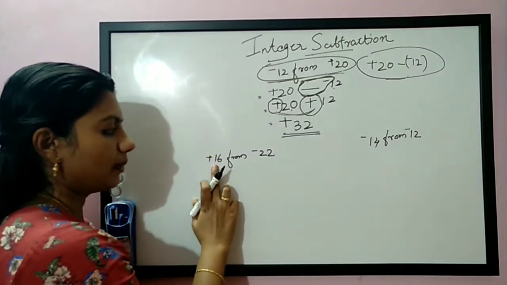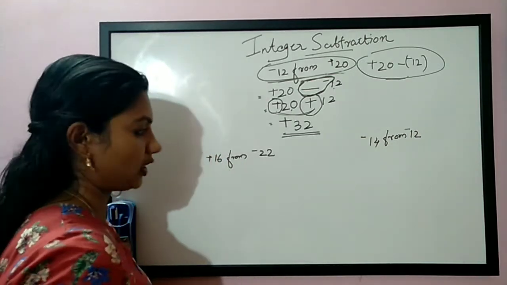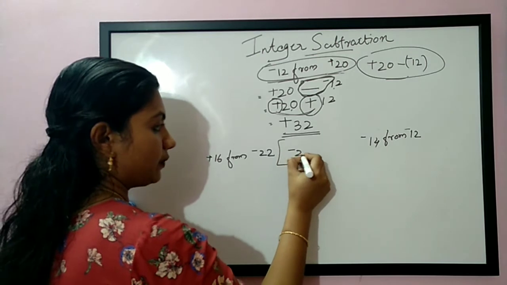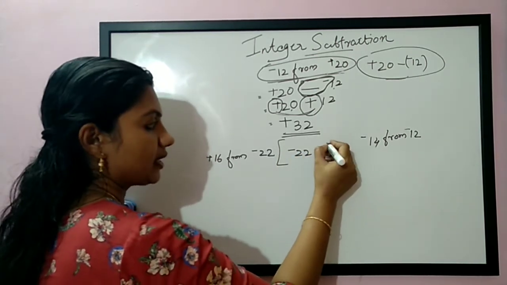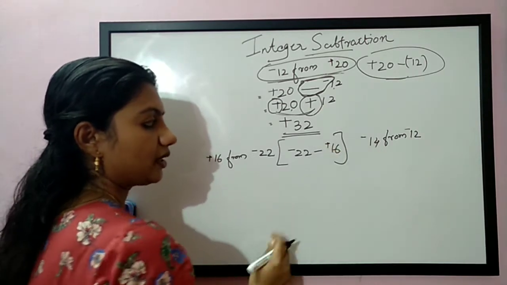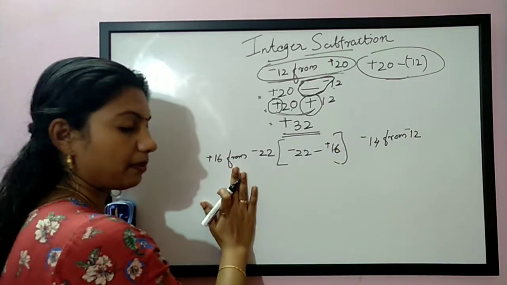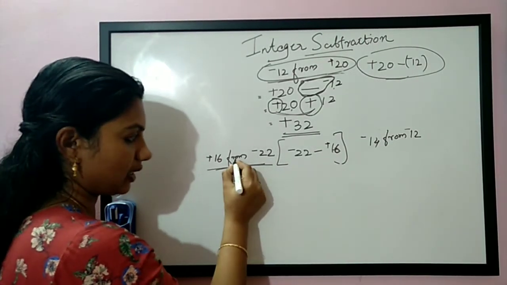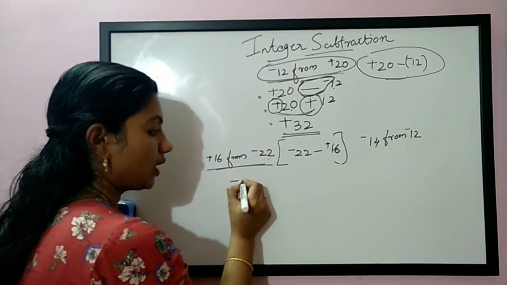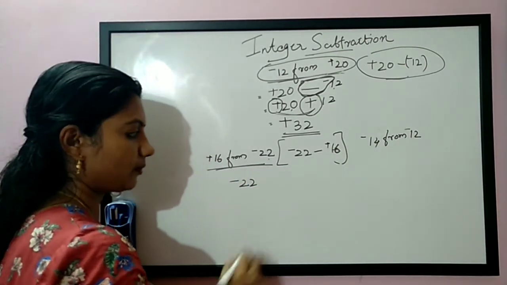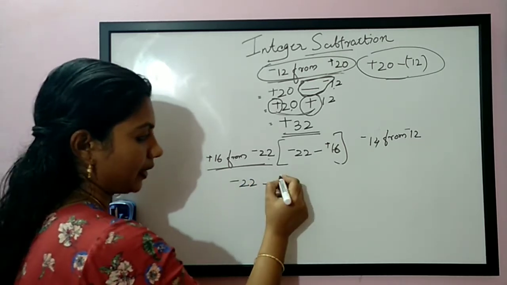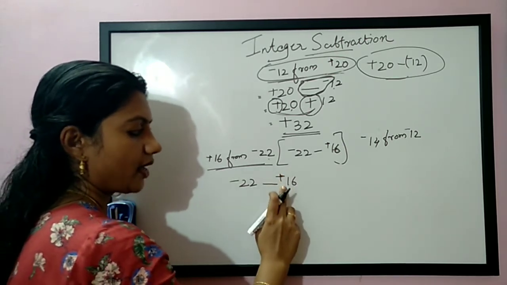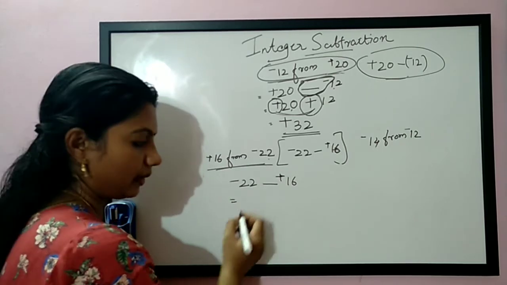Now positive 16 from negative 22. So how does another question come? It is negative 22 minus positive 16. Your question can be like this, okay, it can be like this or can be like this. So if I get a question like this, I will be writing negative 22 as the first one. Negative 22 I write first. Subtract positive 16. So negative 22 minus positive 16.